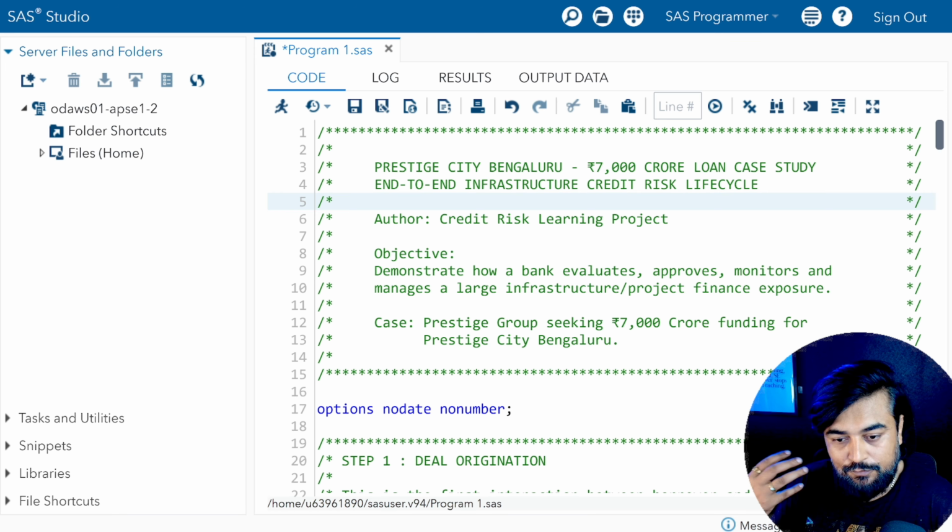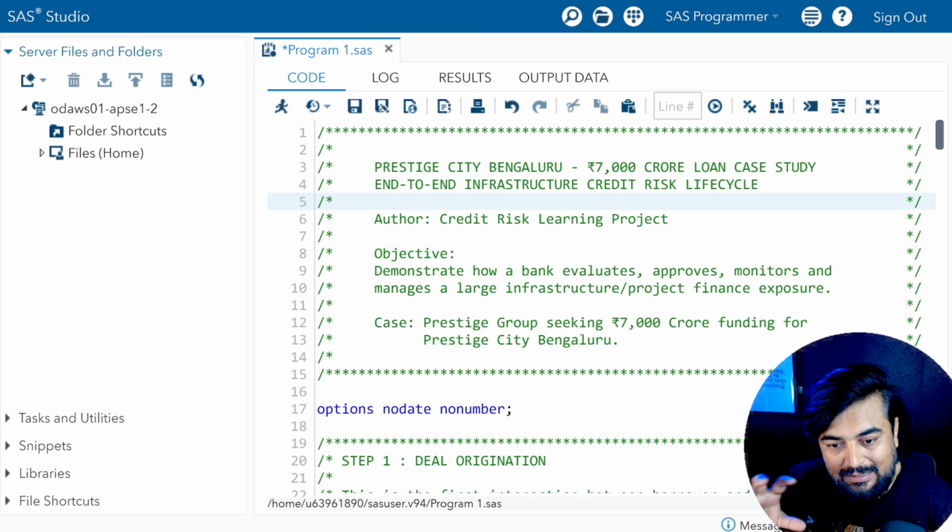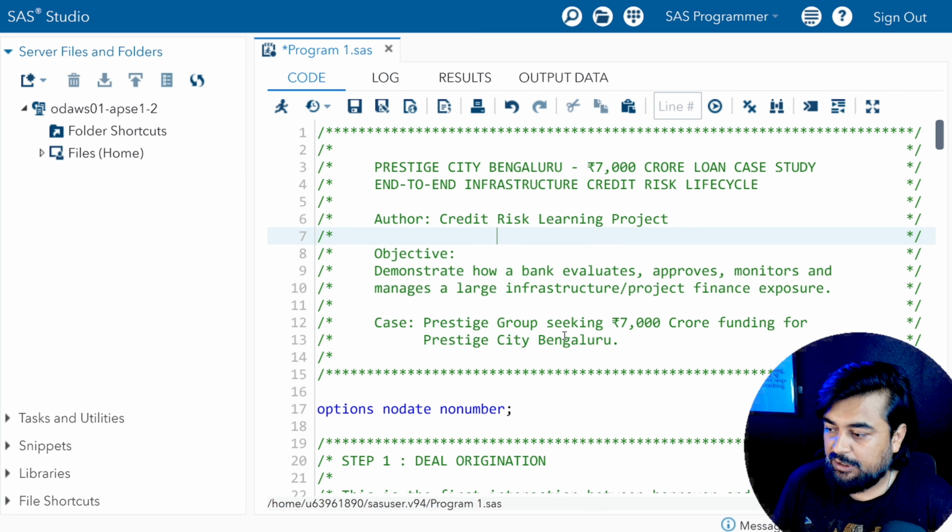Then we'll look at restructuring, if required. Let's say the infrastructure company is under stress and the bank wants to support it. What they can do is some restructuring of the loan. And then in the last, we'll see the default and the recovery. Now that's the whole and soul, all these steps. Now let's go step by step.